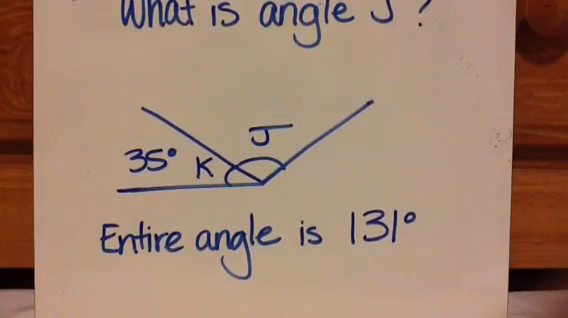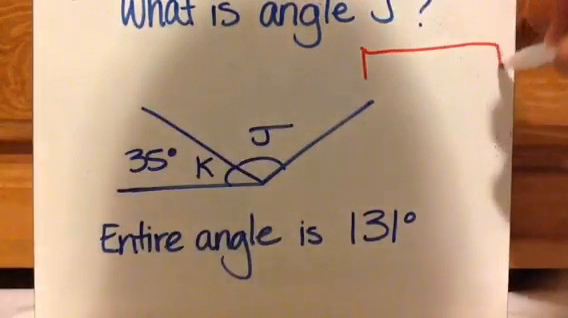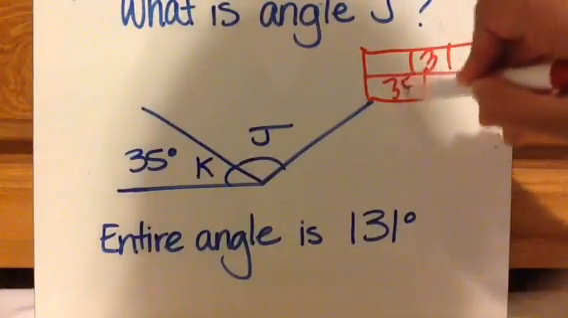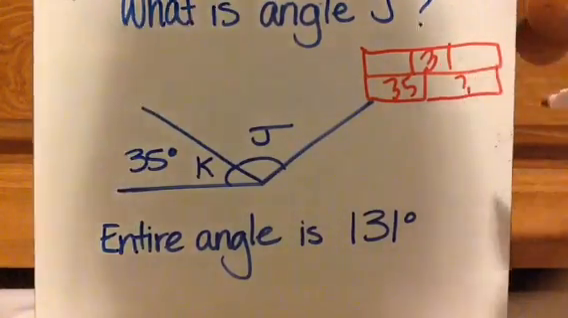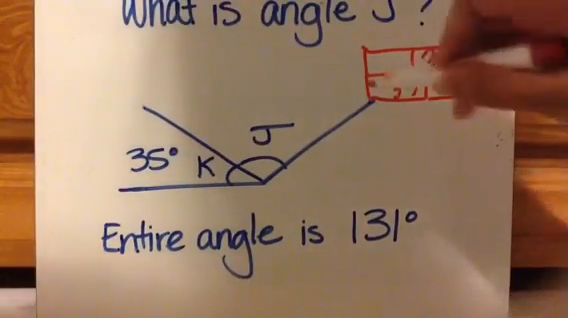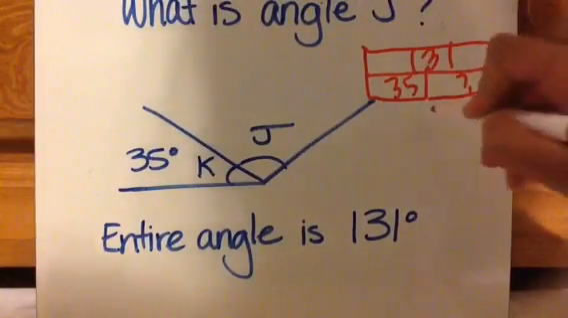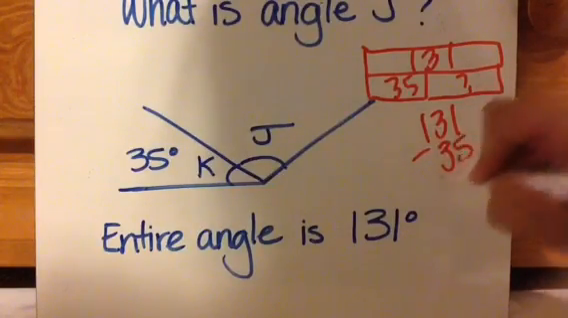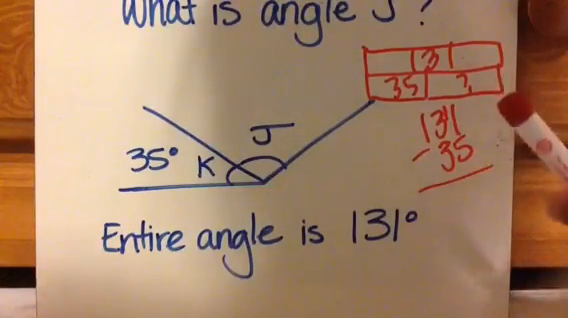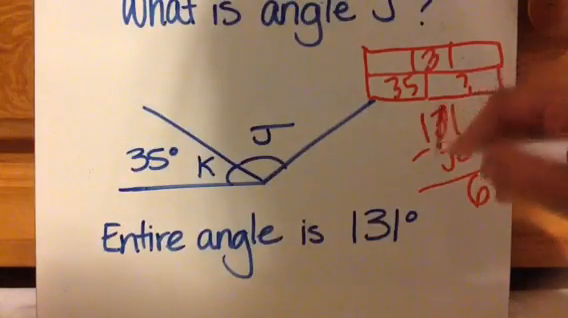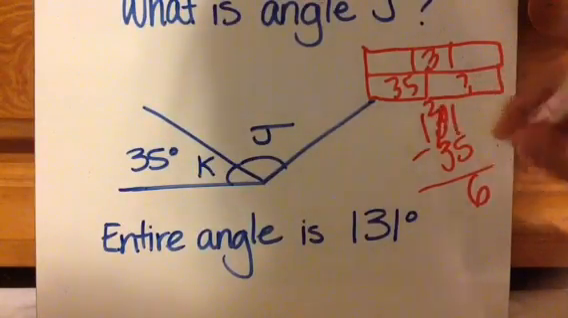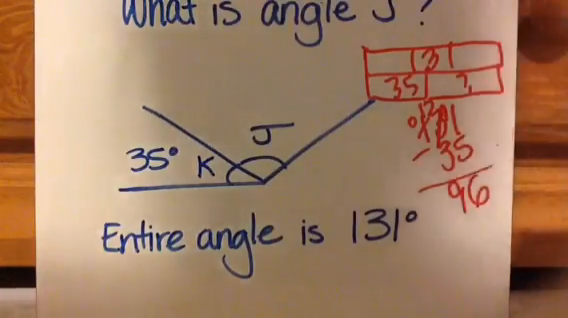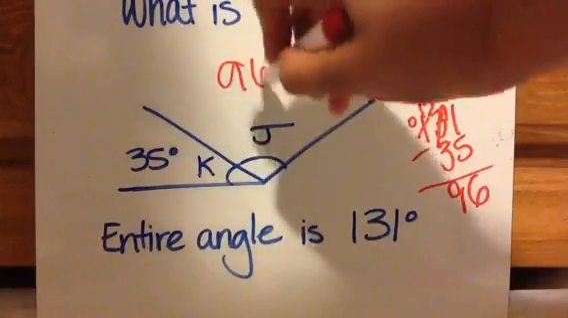So in this situation, they gave me the total, which is 131, and they gave me a part, which is 35. So I'm looking for the missing piece. When I have the total and one part and I'm looking for the missing piece, that is subtraction. So I would do 131 minus 35. 11, 10, 9, 8, 7, 6. I borrowed, so that'll become 2. Borrowed from that, so that'll become 12. That'll be 96 degrees.